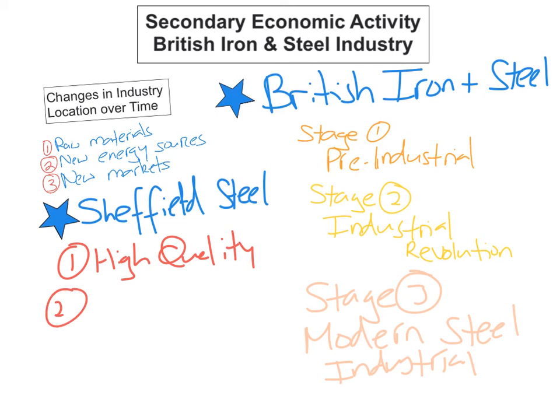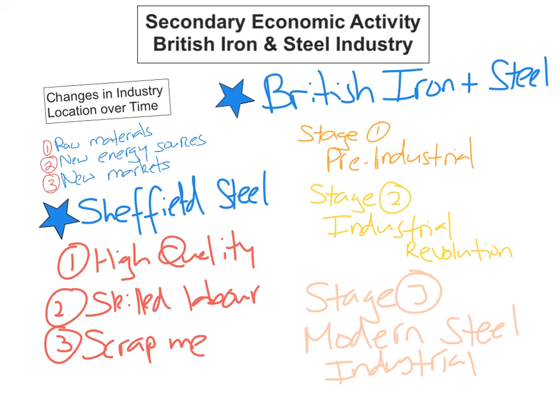The second reason, it had a very skilled labour force. So if they changed to the coast, it would be very difficult to find the same skilled labour force. And if they did find the same skilled labour force, it'd be very costly and time consuming for the company to actually train the staff to become skilled. Scrap metal was the other reason, because scrap metal was used as a substitute for iron ore.